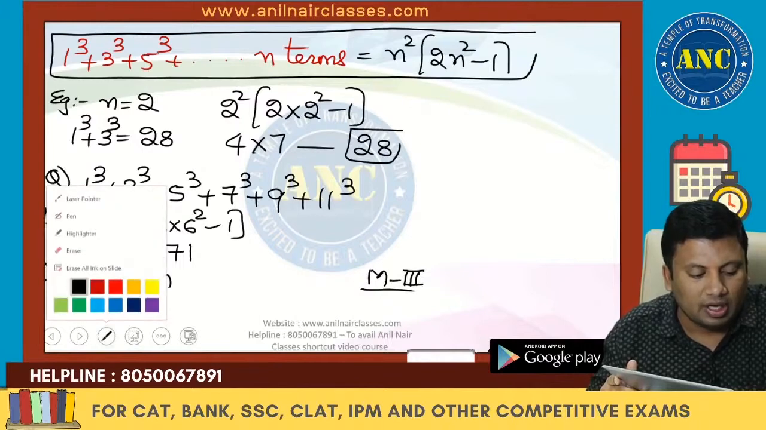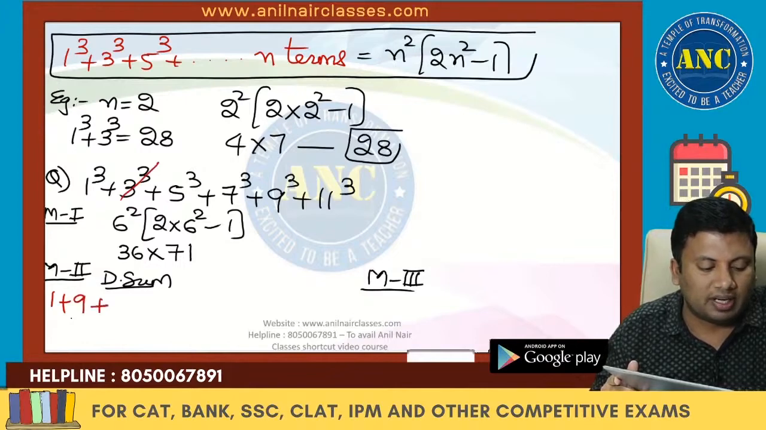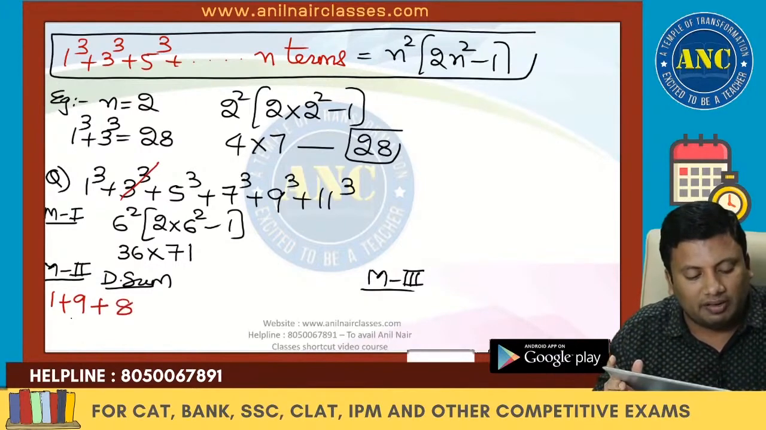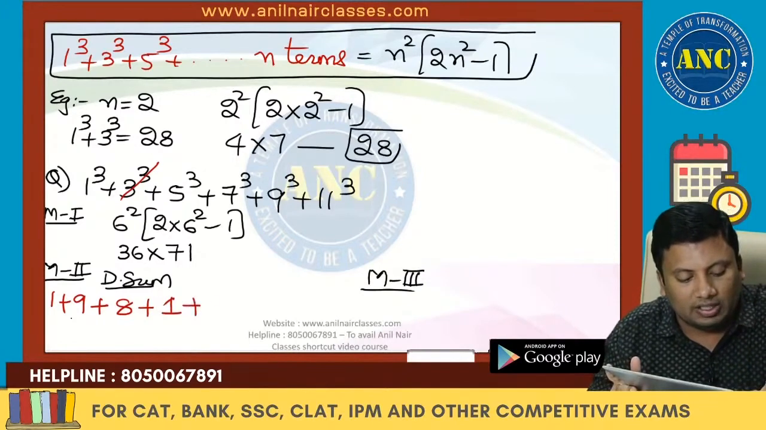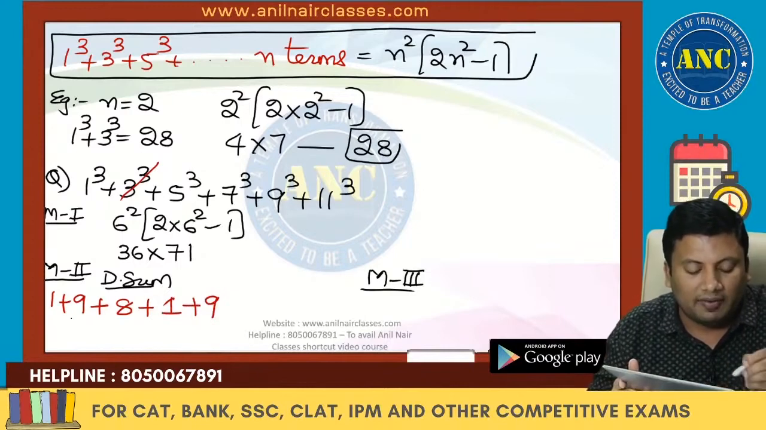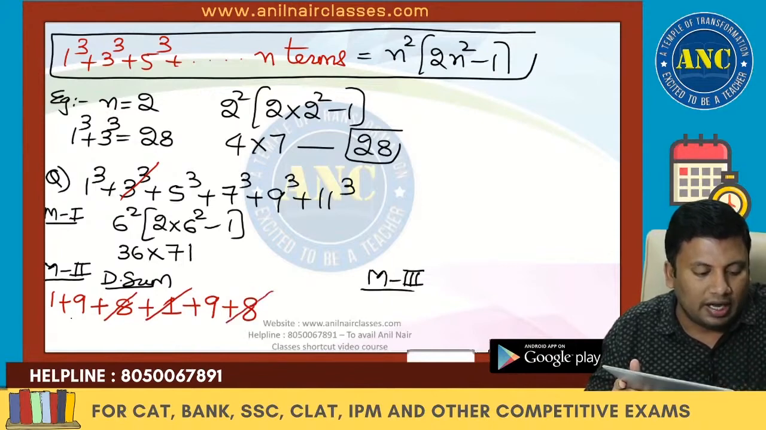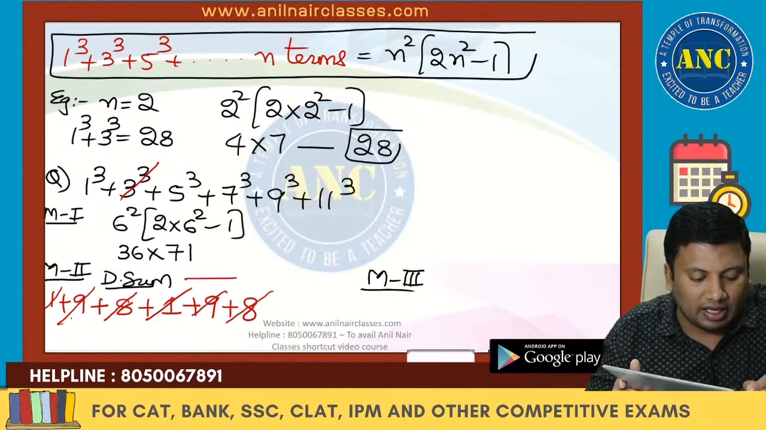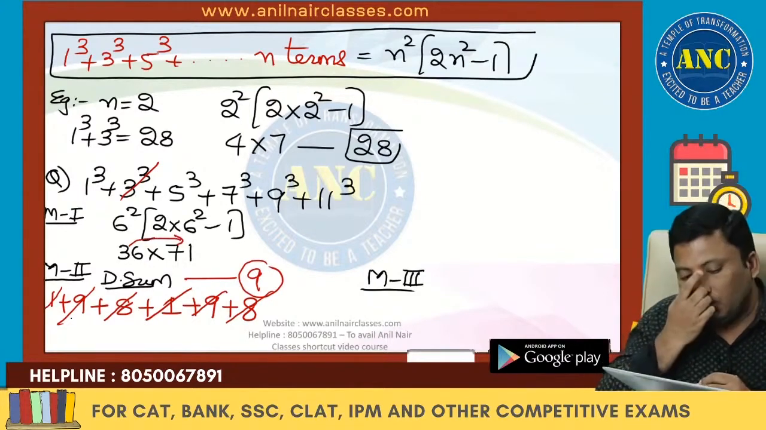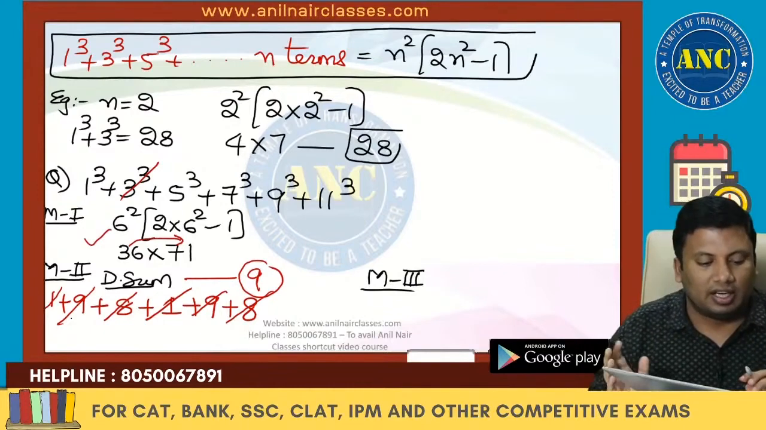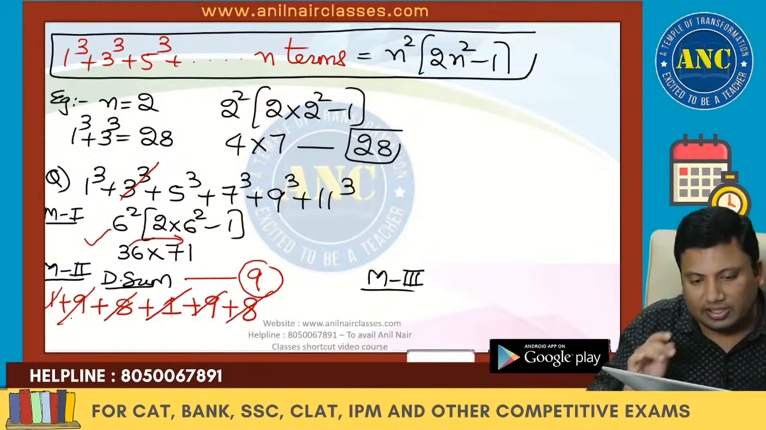Method 2, use digital sum. 1 cube is 1, 3 cube is 27, digital sum 9, 5 cube is 125, digital sum 8, 7 cube is 343, digital sum 1, 9 cube is 9, 9 into any number. 11 is 2, 2 cube is 8. 8 plus 1 is 9, 8 plus 1 is 9, 9 plus 9 is 9. Answer digital sum should be 9. 36 is 9, 9 into any number. Answer digital sum is 9.